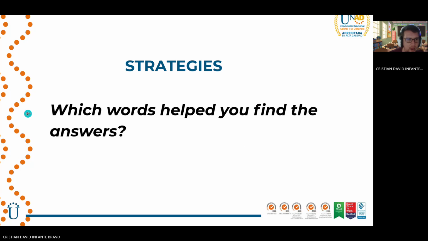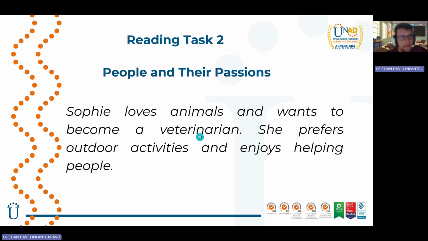Strategies: which words helped you find the answers? This is a question that I asked my students about which words help you find the answers. Okay, remember that this is an exam preparation A1. Okay, it's very basic. The second activity is reading text to people and their patients. Sophie loves animals and wants to become a veterinarian. She prefers outdoor activities and enjoys helping people.